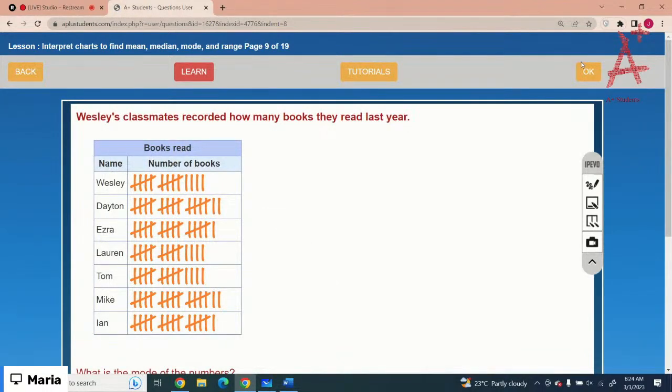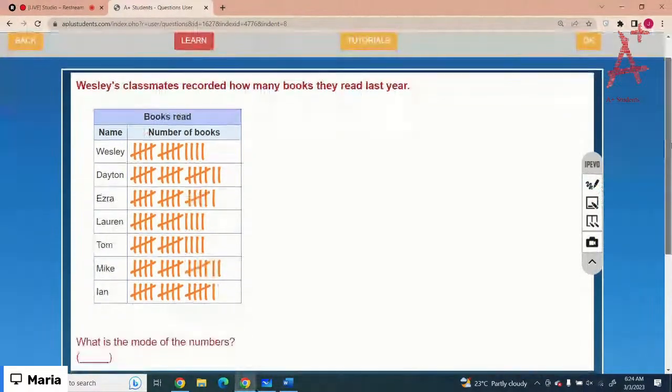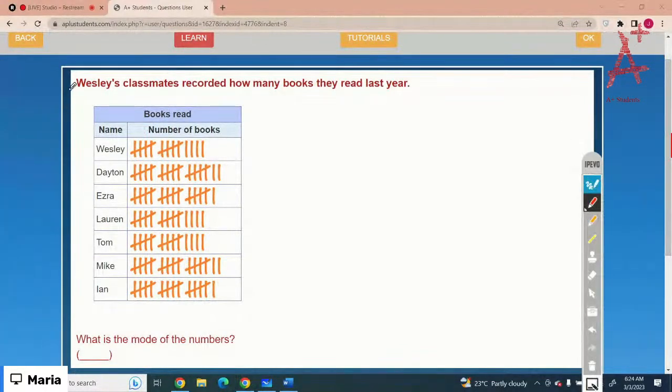Wesley's classmates recorded how many books they read last year. I think you already know how to read tally marks. A complete 1, 2, 3, 4 represents 5. 5 and 4, so together they make 14. Got it? So 5, 5, 5 and 2 make 17. 5, 5, 5 is 15 and 1 is 16. 10 and 4 is 14. 10, 11, 12, 13, 14. 15, 16, 17. 5, 10, 15 and 16.